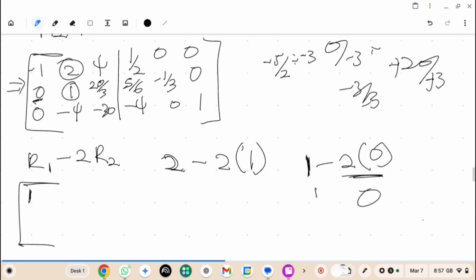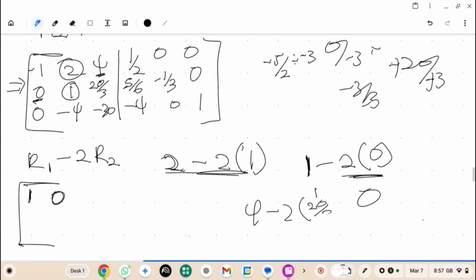Then you move to this 2. So here it will be 0, because we've already worked it here. And we are working on this one, the 4. So 4 minus 2 multiplying row 2, and our row 2 is 20 on 3. So 2 multiplying 20 on 3, we get 40 on 3. So 4 minus 40 on 3, we get negative 28 on 3.